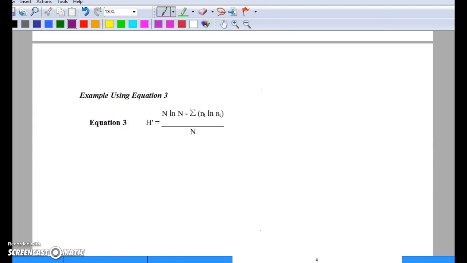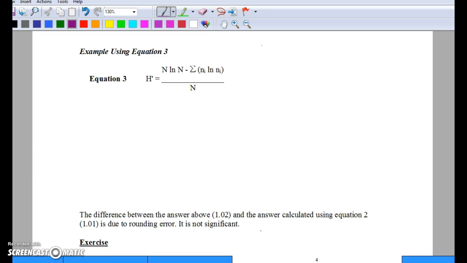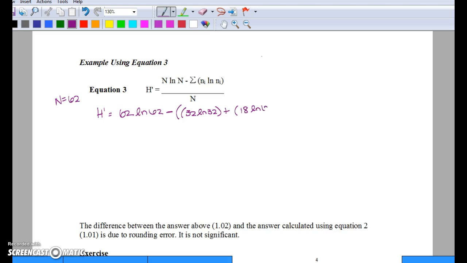So looking at an example of what that is and why this is a little bit easier, we can go ahead and plug in some values. So again, N equals 62, the big N, because that's our total number of organisms. So this H prime is equal to, we're going to take our 62 times the natural log of 62 minus, now we have to put the sum in big parentheses. Ni, our number of beech trees, is 32 times the natural log of 32. Plus, now we look at our maple trees, 18 times the natural log of 18. Plus, our oak trees, 12 times the natural log of 12.